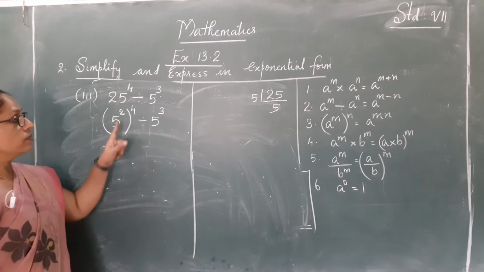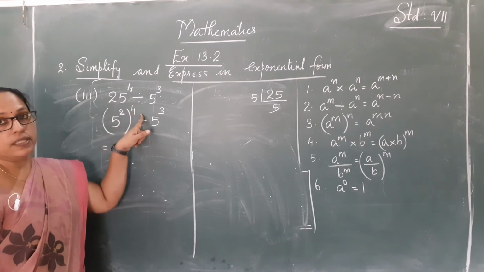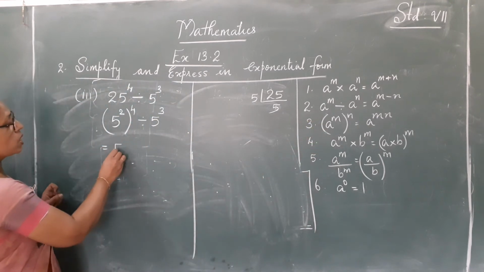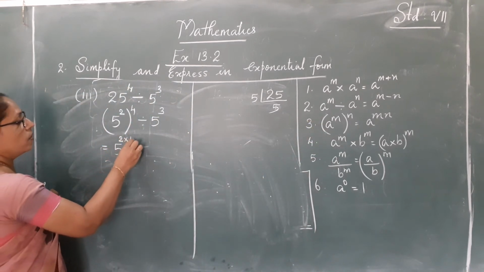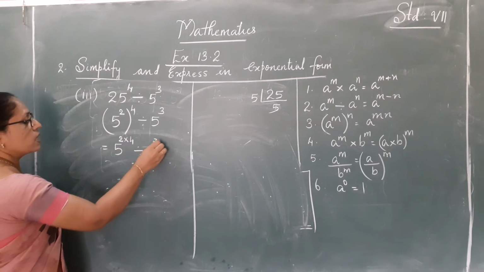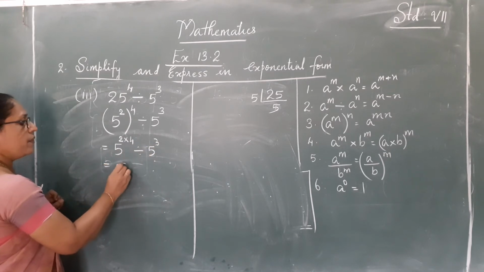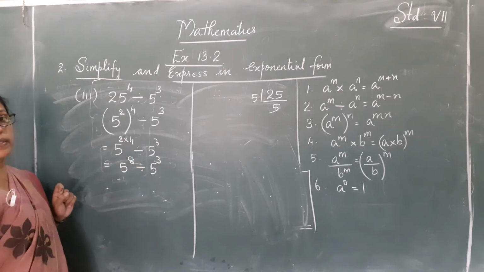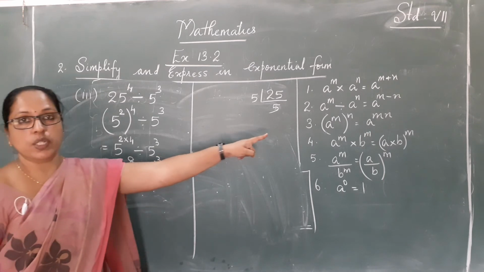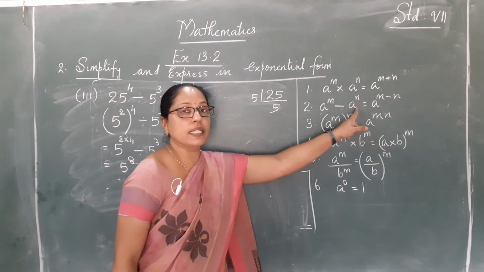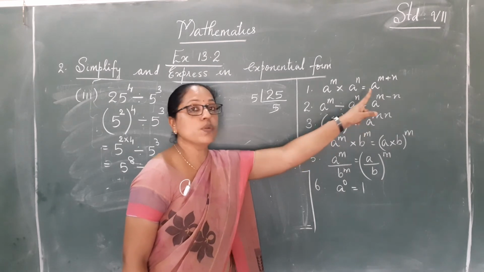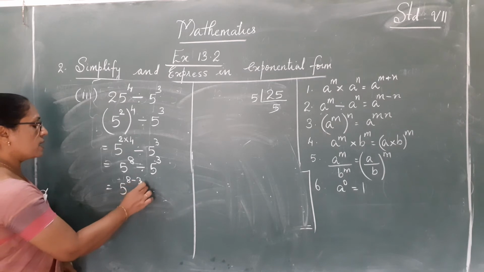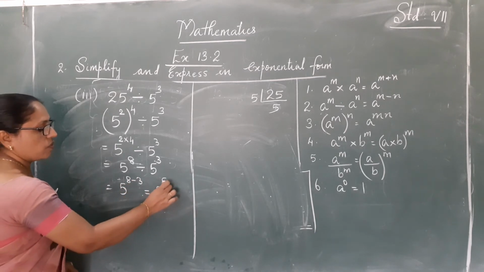So now double power, power of power. When power of power comes, third law. So 5 raised to 2 into 4 divided by 5 raised to 3. So 5 raised to 8 divided by 5 raised to 3. Okay, now comes the division law. A raised to m divided by a raised to n is a raised to m minus n. So 5 raised to 8 minus 3, which is 5 raised to 5.